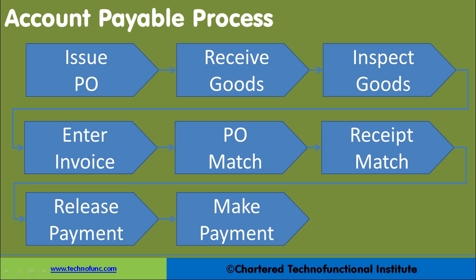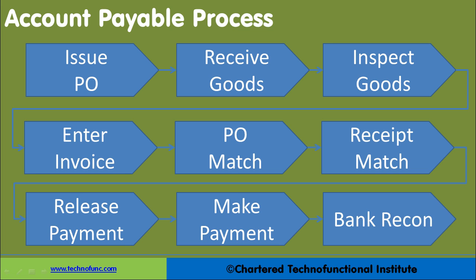Once the matching is done and the accounts payable department is satisfied as to the accuracy and validity of the purchase, they refer to the payment terms. Companies may have negotiated different payment terms with different suppliers. Payment is released based on the agreed payment terms and the amount is issued to the supplier.